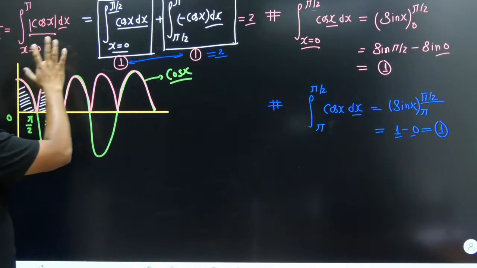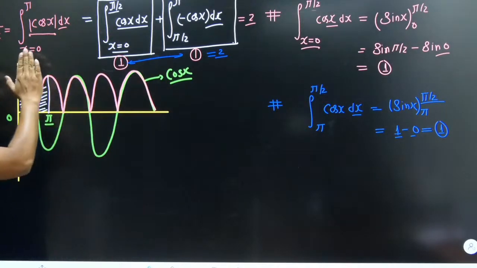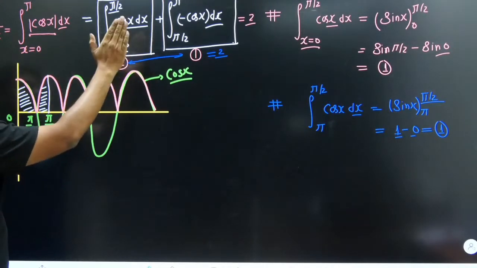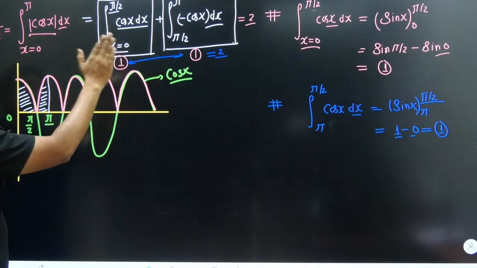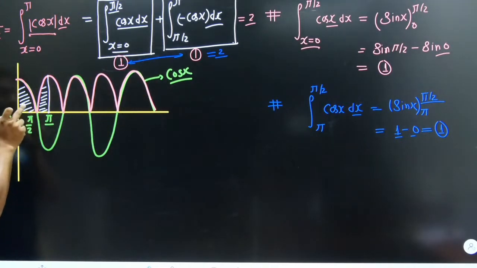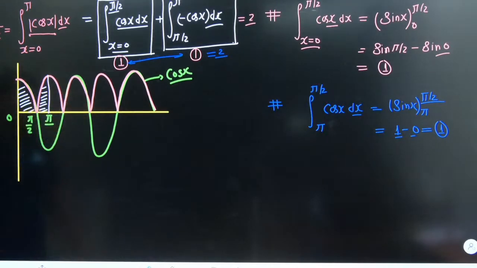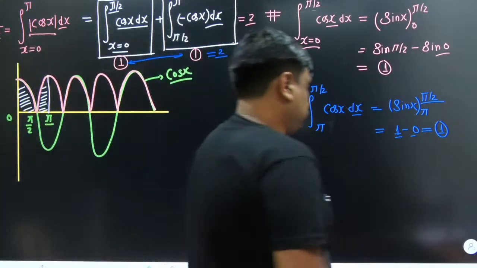Until and unless you are familiar enough with how mod of cos x would look over the xy plane, you may not be able to know how the behavior of the function has changed and where the critical points belong. Like here the critical point had been at pi by 2, the next critical point had been at 3 pi by 2, and so on and so forth.